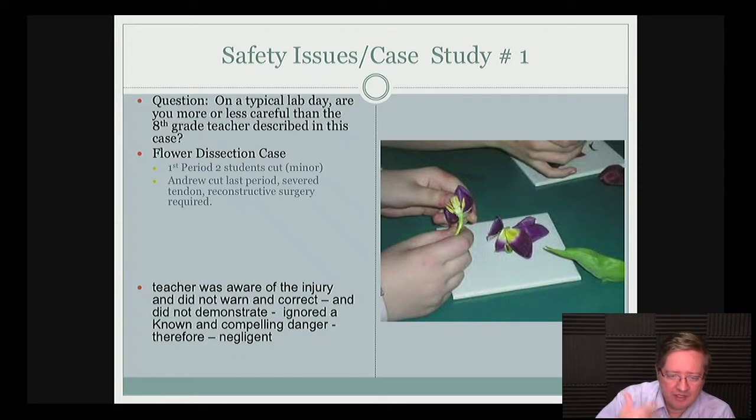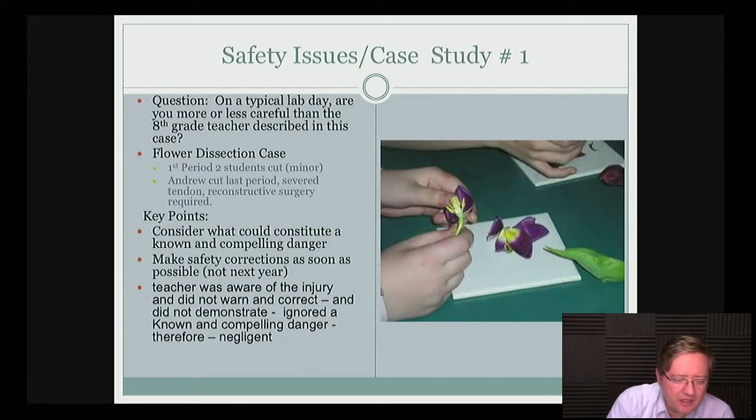But we have it in our minds sometimes that, I'll change it for next year. No, do it now. You should have stopped using the X-Acto knives and put them away. You could have used scissors or something to do the exact same educational activity. You didn't need the X-Acto knife. The teacher knew about the known danger and kept doing it. Therefore, the teacher was marked negligent and held responsible.